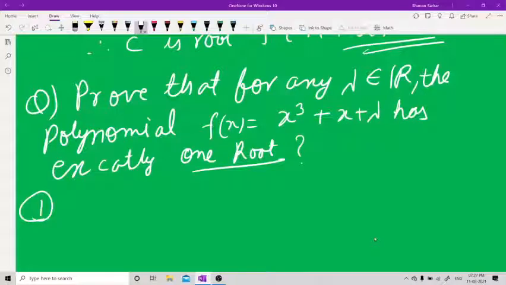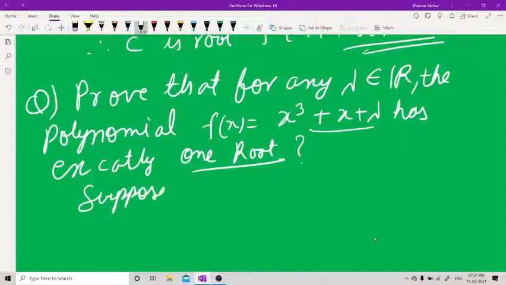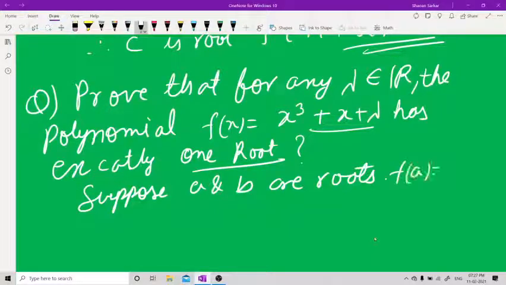So first thing, this is a polynomial. f x is a polynomial. Suppose A and B are roots. Then, of course, that means f of A is equal to f of B, must be 0. That is the point. This is important. We have supposed there are two roots, but I will show there is exactly one root.